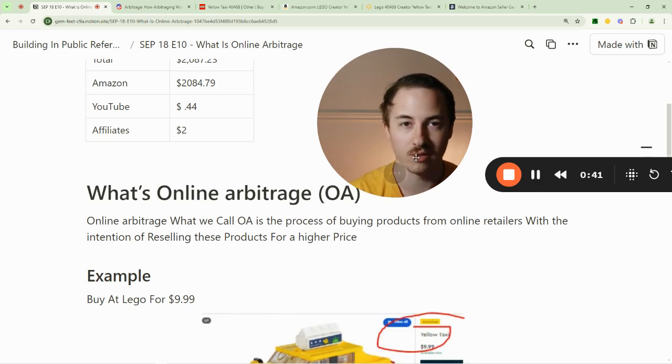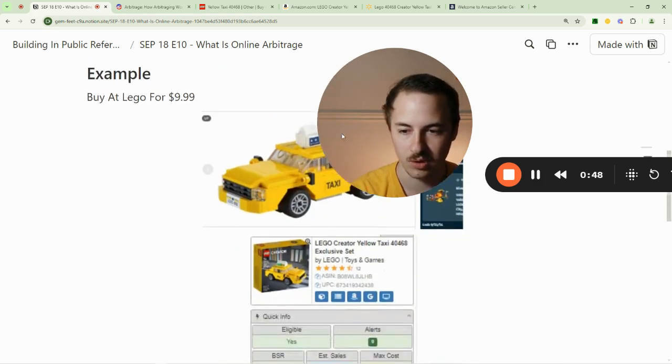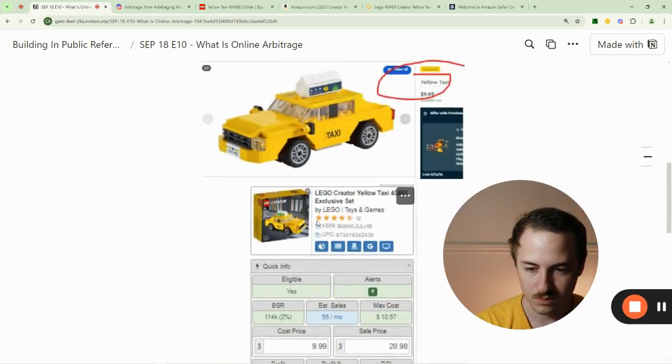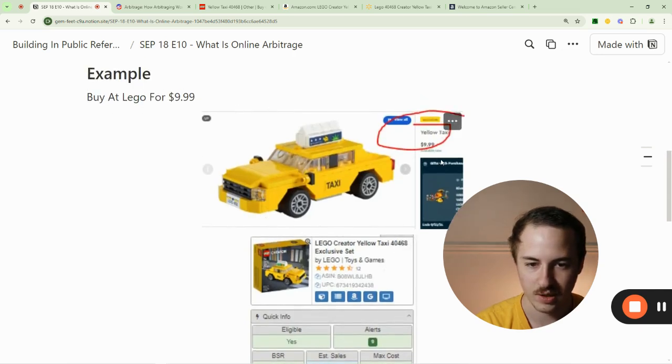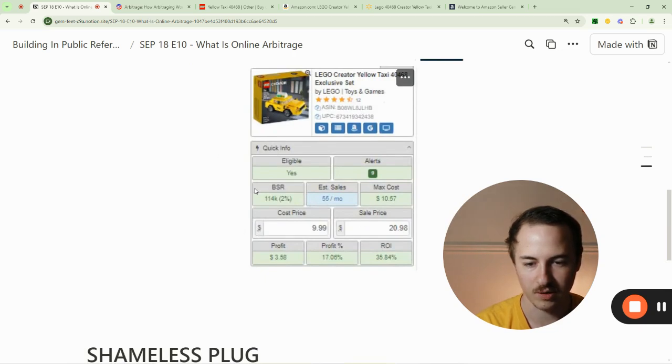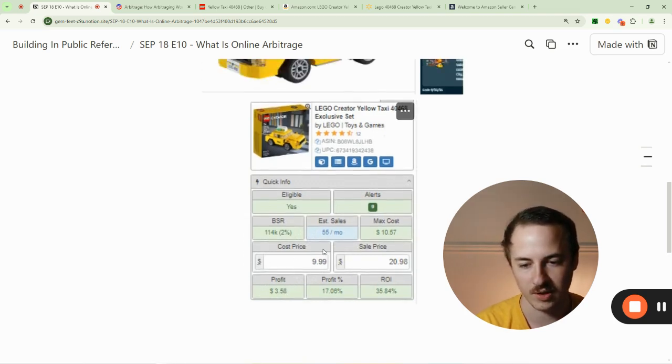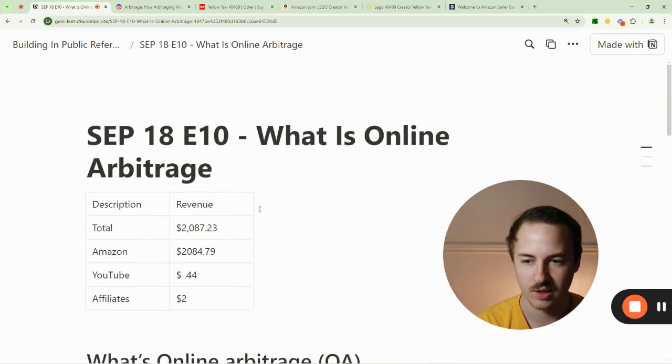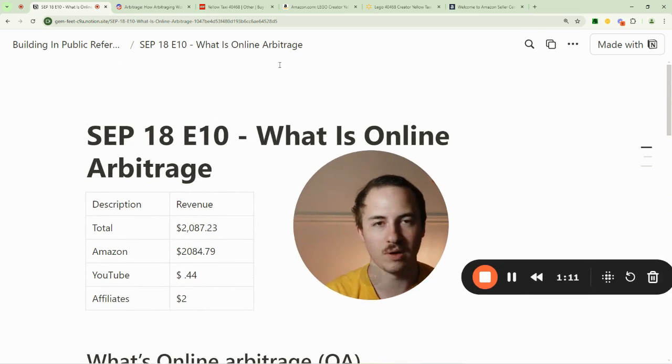We'll actually be going over the actual technical definition of online arbitrage, but I just want to show you guys a quick example. Here on Lego, you can see that this product was $9.99. And this is a profit calculator for Amazon. Every single time somebody sells this, it's going to make them about $3 profit, and it says that it sells around 55 times a month. So at the very core level, that's what online arbitrage is.